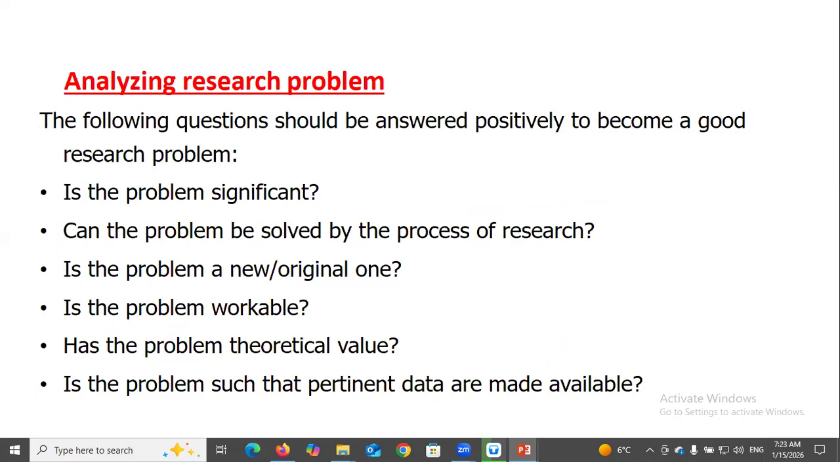Analyzing the research problem. The following questions should be answered positively to make a good research problem. Is the problem significant? Can the problem be solved by the process of research? Is the problem new and original? Is the problem workable? Does the problem have theoretical value? Is the problem such that pertinent data are available?